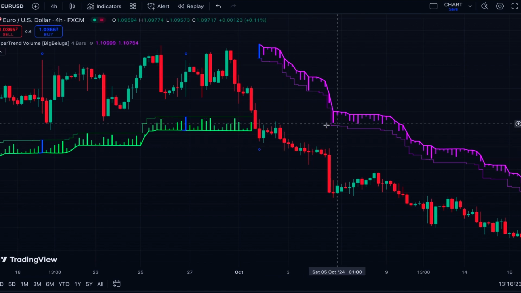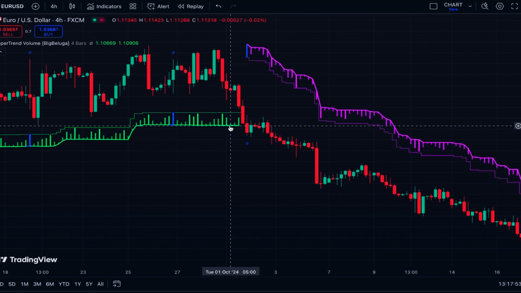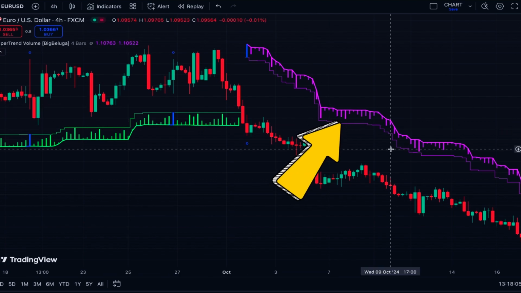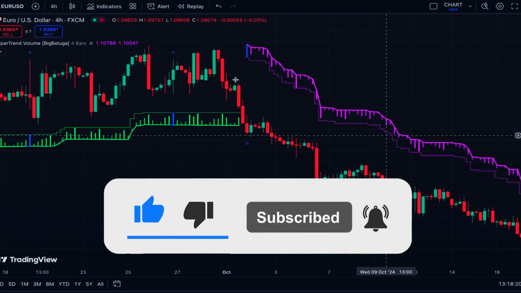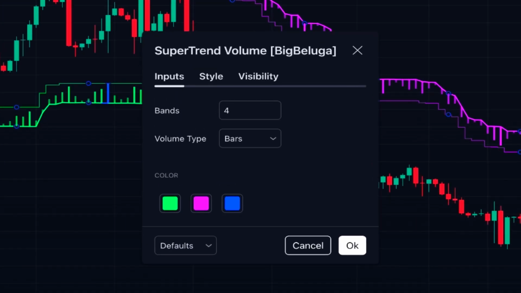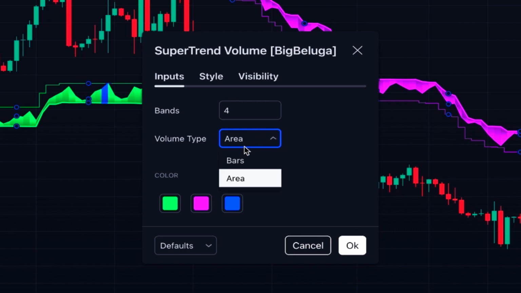But here in this indicator we have another component which is normalized volume visualization, and as you can see inside the bands we have volume bars which are normalized, and they help us to measure the interest and intensity of market participation during trends. Here in the settings of the indicator you can change volume type to area, so instead of bars you will have area, which gives a smoother look of the volume activity in the market. We continue with the volume bars.